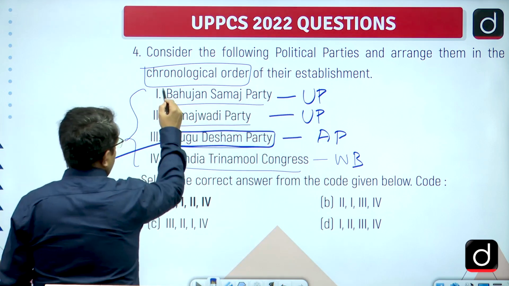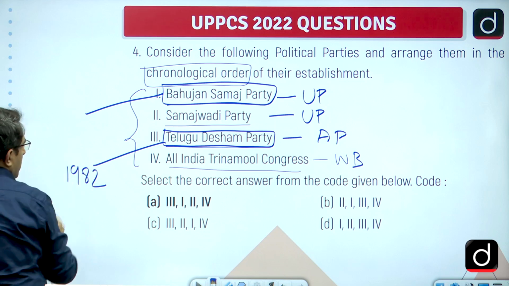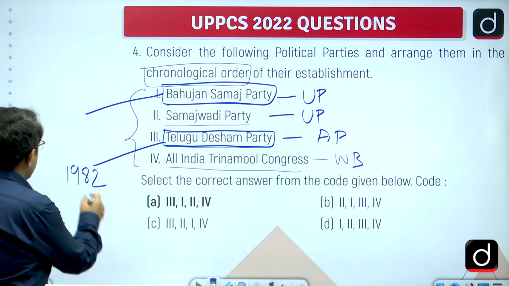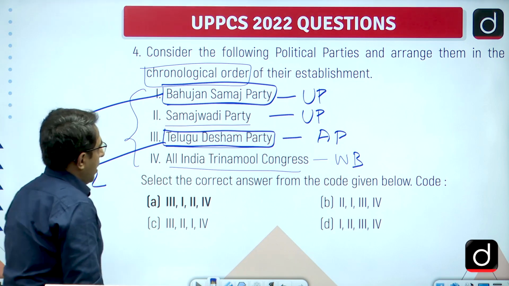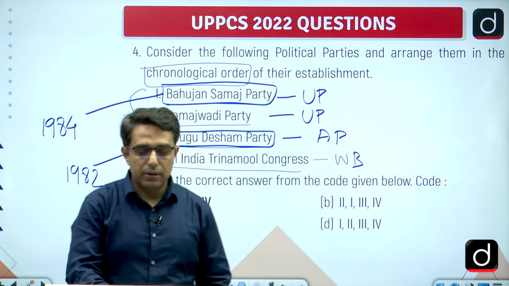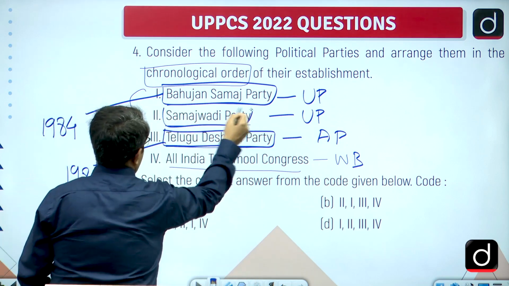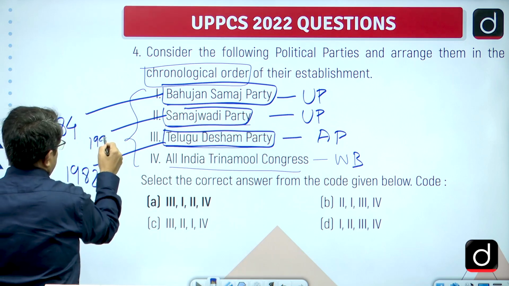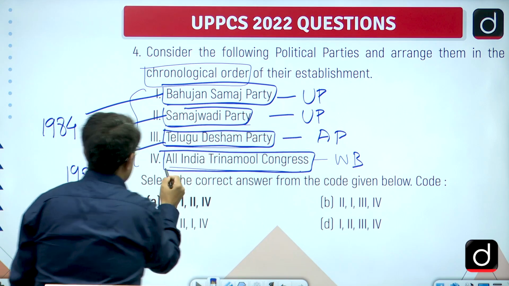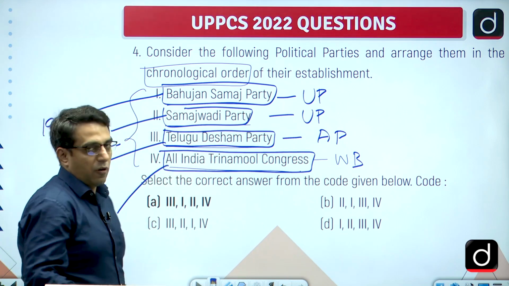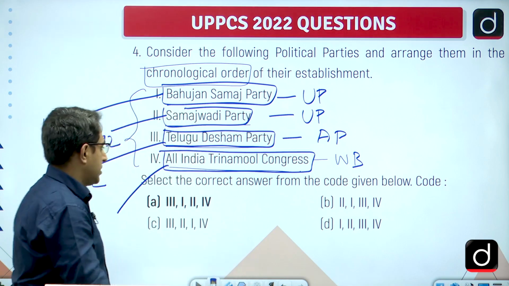After this, we have the Bahujan Samaj Party, which was established by the efforts of Mr. Kashiram, and this was established in 1984. After that, we have the Samajwadi Party, which was established in 1992, and then the latest among these is the All India Trinamool Congress of Mamata Banerjee, and this was established in 1998.